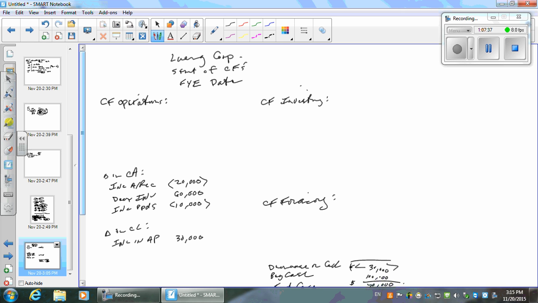30,000 more cash. So it's just the opposite of the current assets. If the current asset goes up, I have less cash, all other things held equal. If the current asset goes down, I have more cash, because you sold it for cash. If a current liability goes up, I borrowed cash. If it goes down, I paid it with cash. They're just mirror images of each other. You know that because assets are debits and liabilities are credits, so they have to be the opposite of each other.